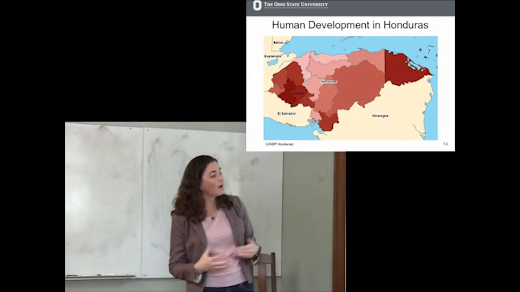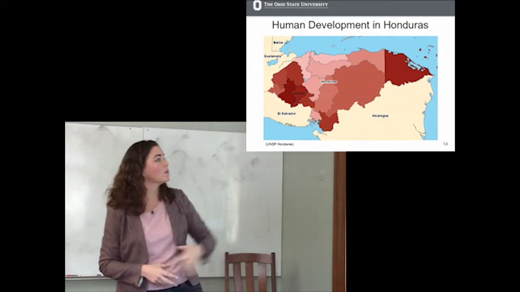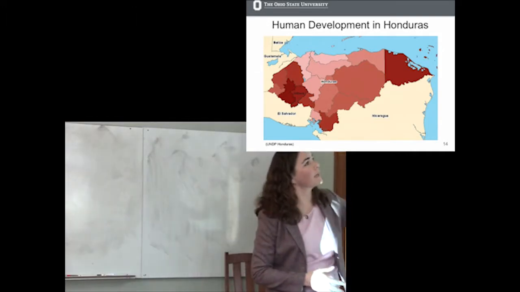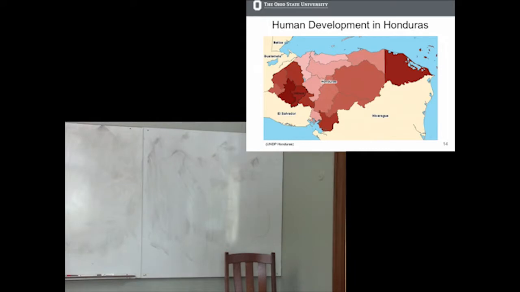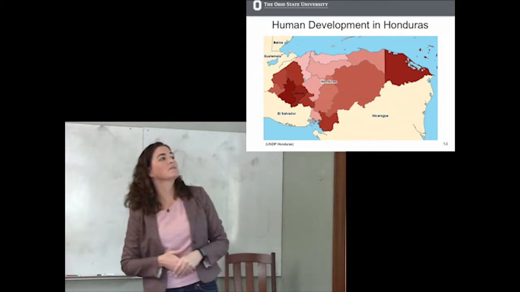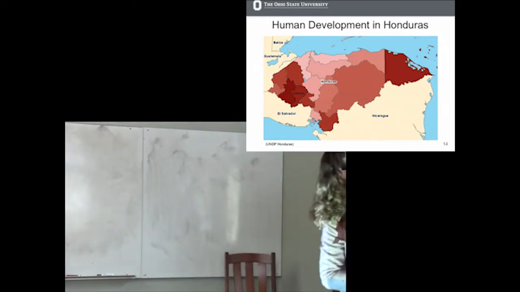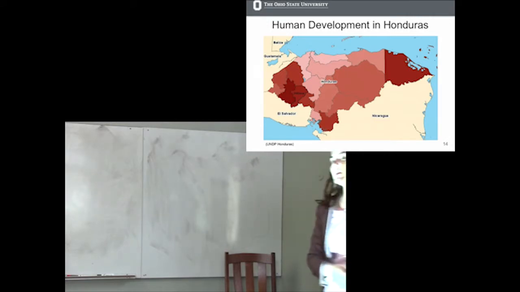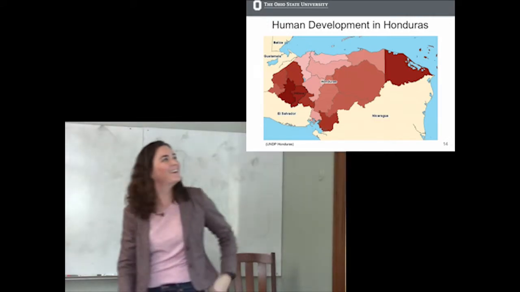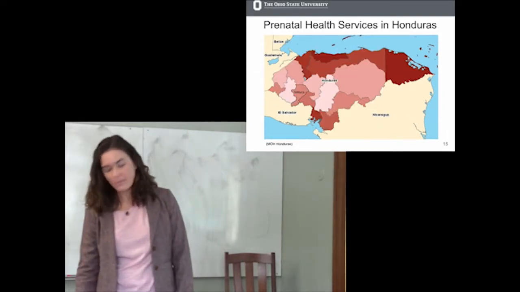Darker colors mean a lower Human Development Index. So over here, poorer populations. This is the Mosquito Coast that I was talking about, which is largely indigenous. A large indigenous population lives in that area. And then up there, if you ever went on a vacation to Honduras, you would be on one of those islands or along this coast. That's where the majority of the tourist industry resides, if you could actually ever go to Honduras.